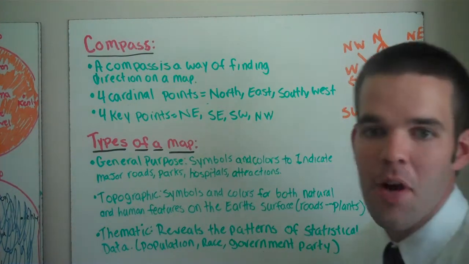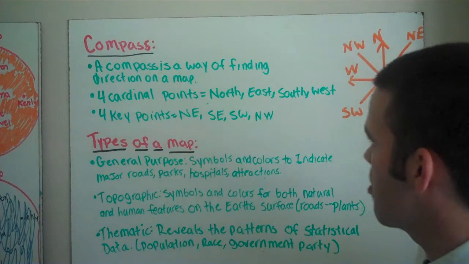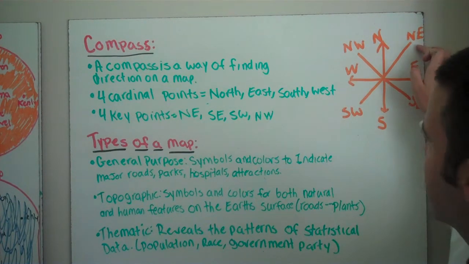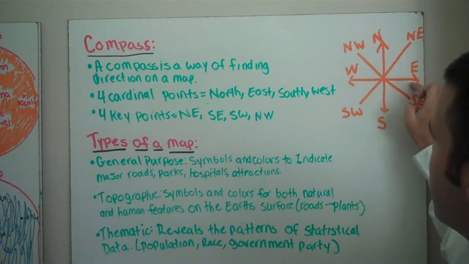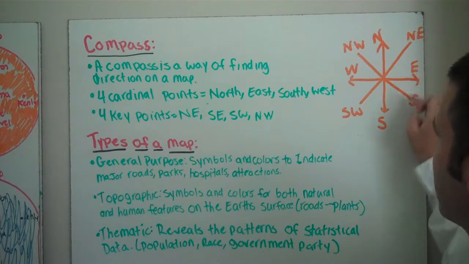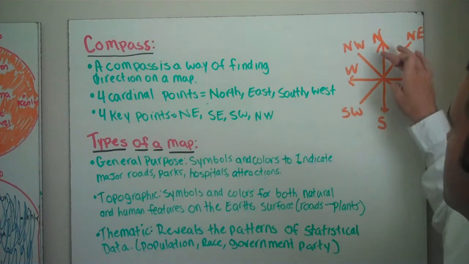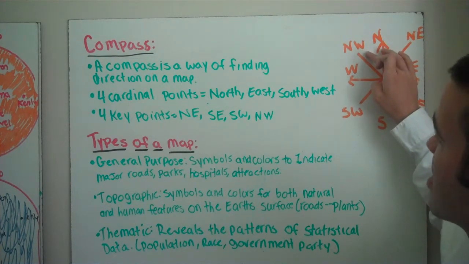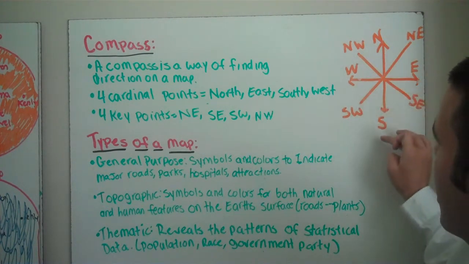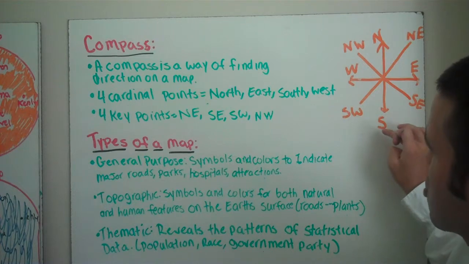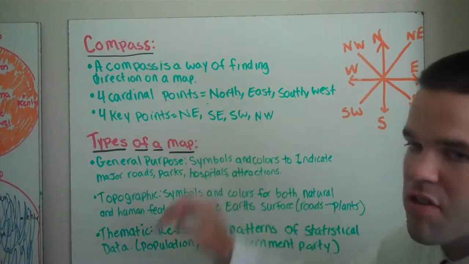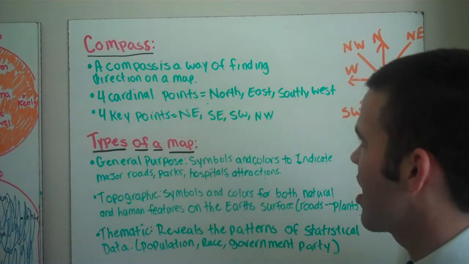There are also four additional points that I would like you to remember. Northeast is in between N and E. Southeast is in between S and E. NW is in between north and west. And SW is in between S and W. Those are the four additional points that I would also like you to remember.